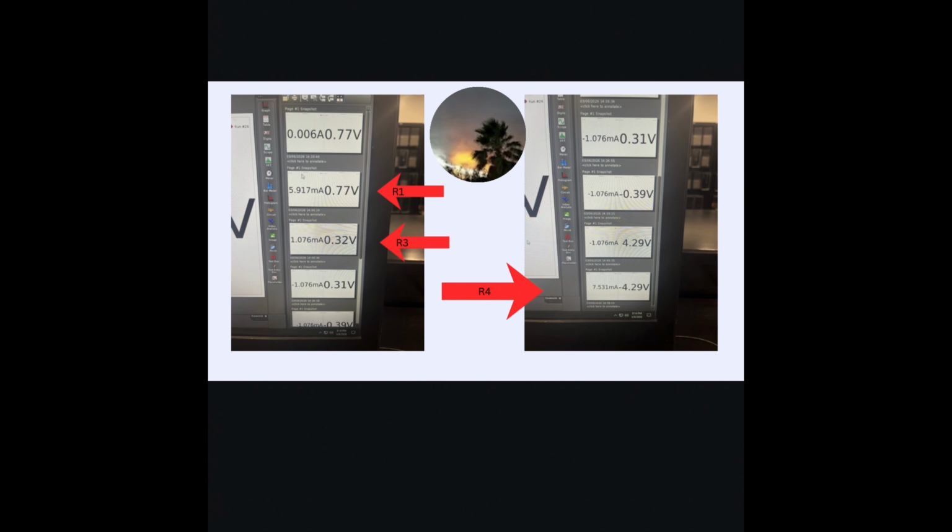So these are the results for the resistors that we've measured. For R1, we measured about 5.917 milliamperes and 0.77 volts. For resistor 3, we calculated 1.076 milliamperes and 0.32 volts. For resistor 4, we calculated 7.531 milliamperes and negative 4.29 volts.